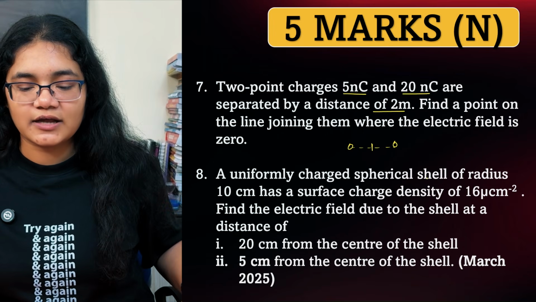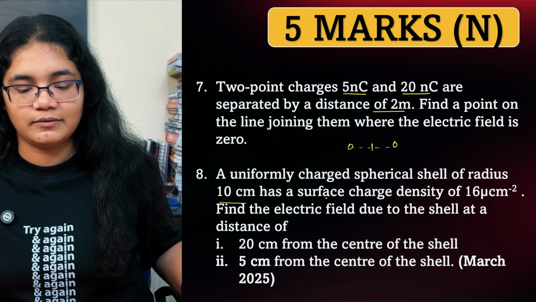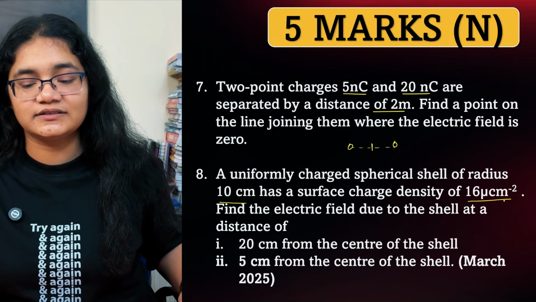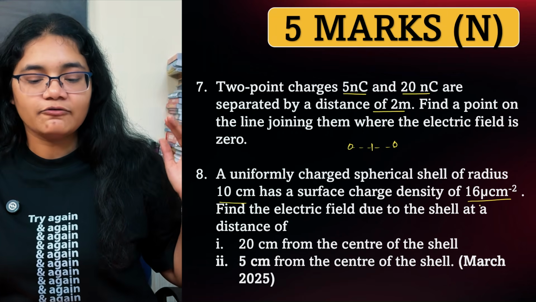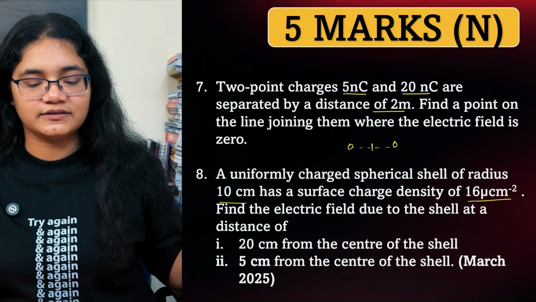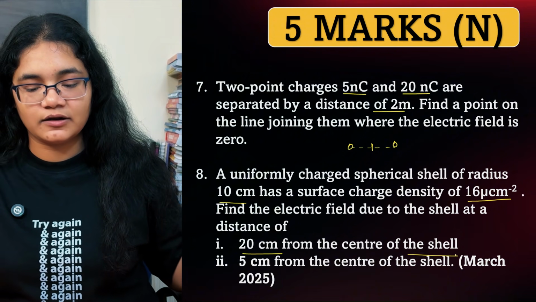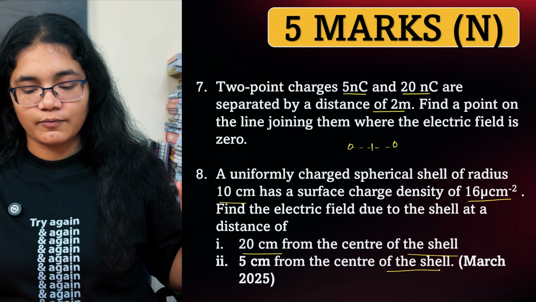Next, a uniformly charged spherical shell of radius 10 centimeter has a surface charge density of 16 microcoulomb per meter square. Find the electric field due to the shell at a distance of 20 centimeter from the center of the shell and 5 centimeter from the center of the shell.